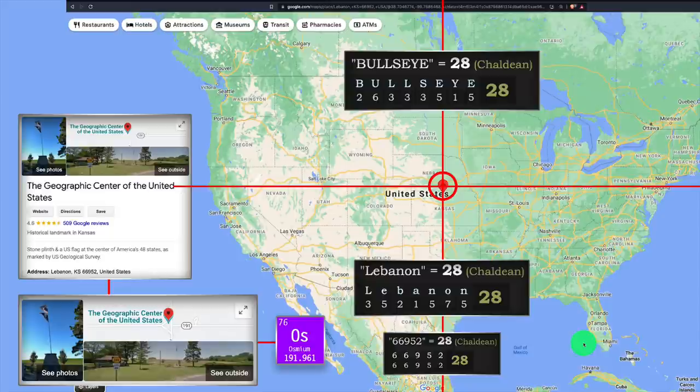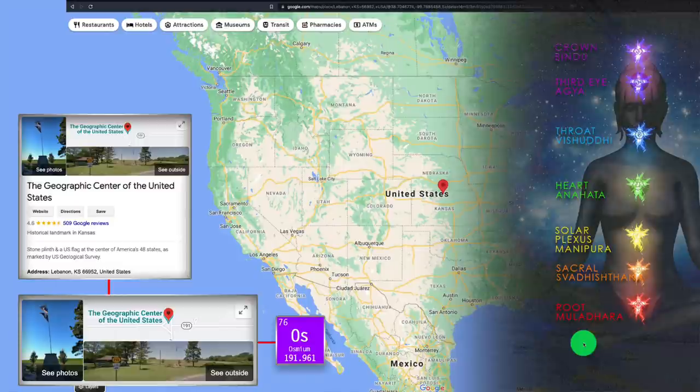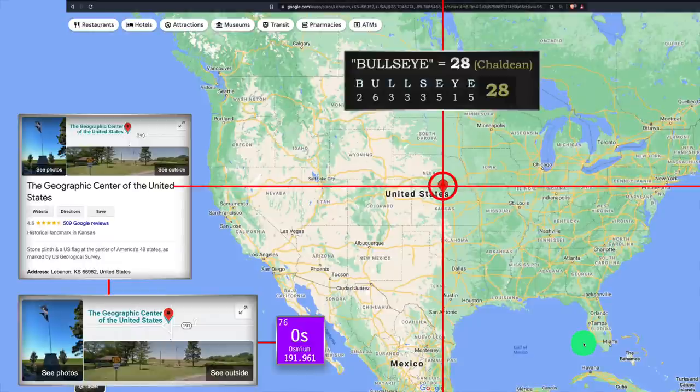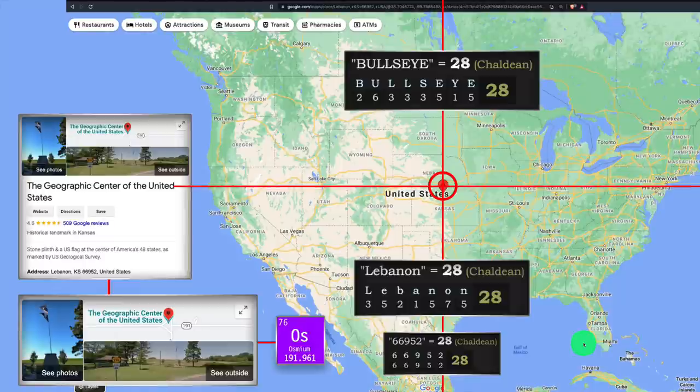So here we go, folks. The bullseye of the United States of America is in tribute to the heart chakra of the United States, the Anahata, the green emerald city chakra, which is primarily one of the reasons why Kansas was shown and Dorothy was there. And the story originated in Kansas because of this ridiculous, just comical code.